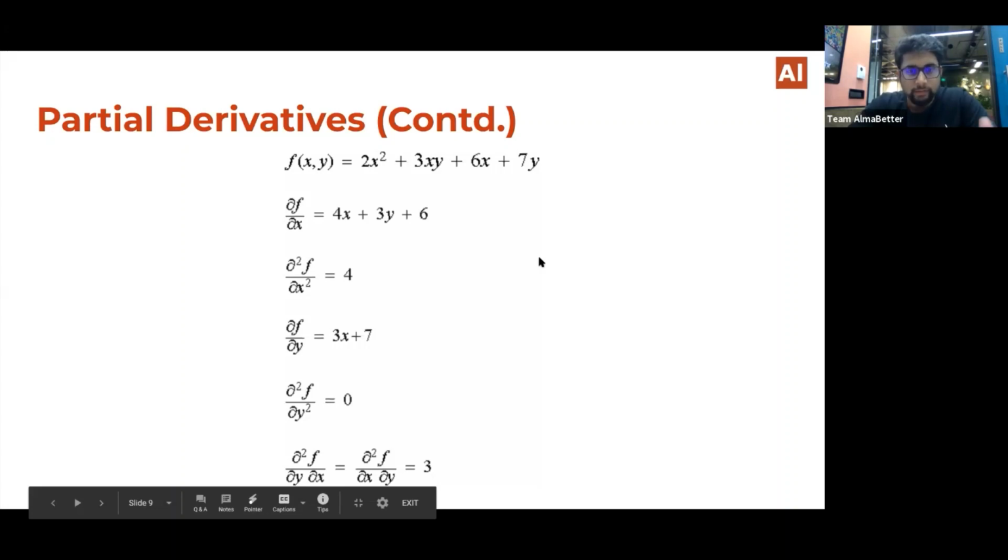Okay, if anyone has any questions in the partial derivative part. Okay, great.